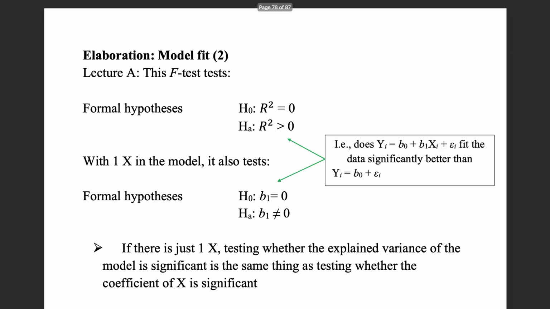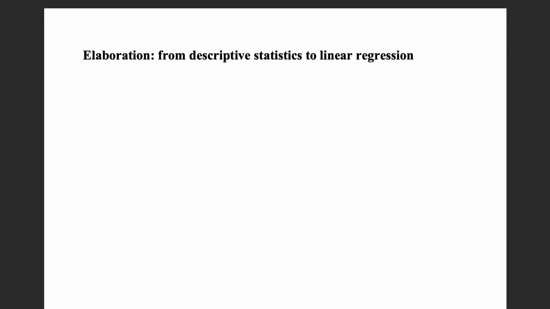So basically what we can tell from this is that if there's just one independent variable in our model, a simple linear regression model, then testing whether the explained variance of the model is significant is basically the same thing as testing whether the coefficient for our independent variable is significant. It comes down to the same thing, so you also get exactly the same p-value for that test. So that's good to already know.